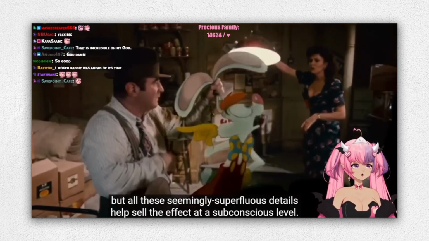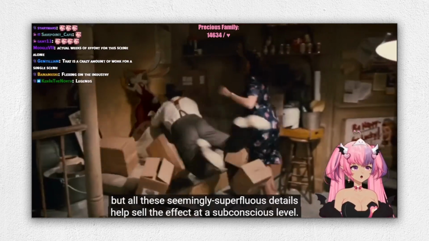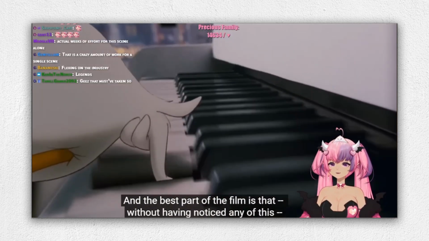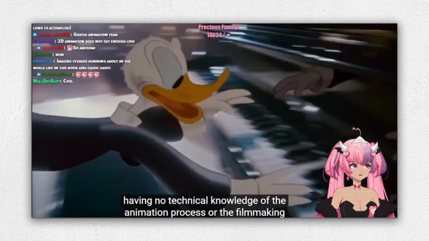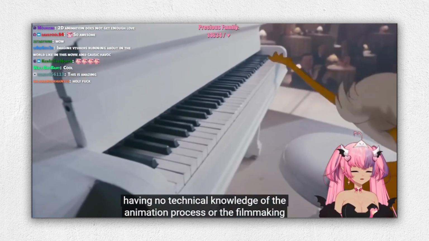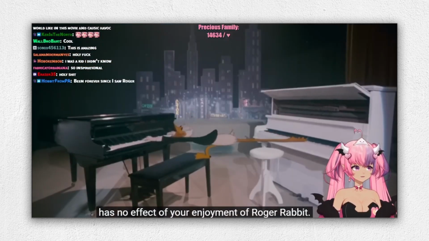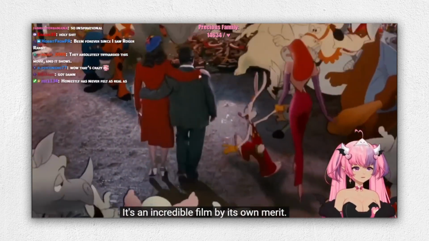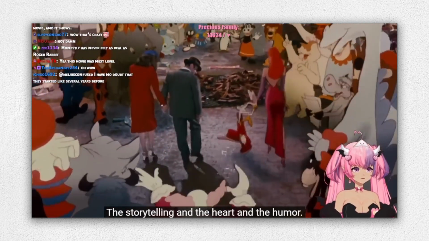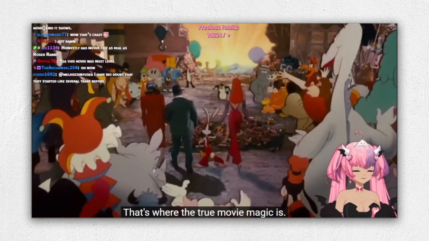But all these seemingly superfluous details help sell the effect at a subconscious level. That is absolutely insane. And the best part of this film is that without having noticed any of this, having no technical knowledge of the animation process or the filmmaking has no effect on your enjoyment of Roger Rabbit. It's an incredible film by its own merit. The storytelling, the heart, and the humor, that's where the true movie magic is.